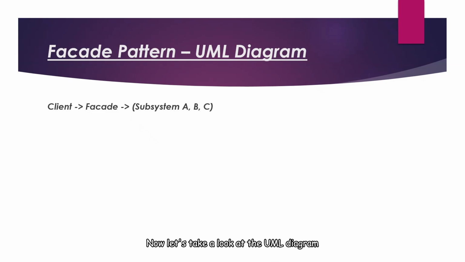Now let's take a look at the UML diagram of the Facade pattern. In this diagram, you will see that the Facade class provides a simplified interface to the client. The client communicates only with the Facade, which in turn interacts with the various subsystems represented as separate classes in the diagram. The subsystems themselves are hidden from the client, making the system easier to use and maintain. Notice that the client is unaware of the complexities of the subsystems, which is the primary benefit of the Facade pattern.